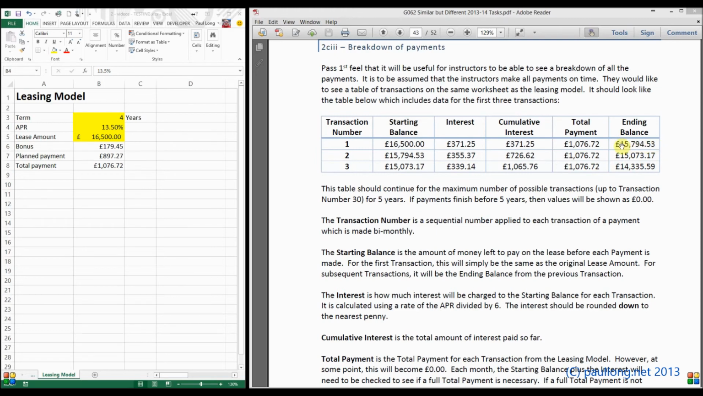The ending balance is the starting balance plus the interest, so that's how much is owed, less how much has been paid this particular period. You'll notice then that the starting balance for the next transaction is the same as the ending balance for the previous transaction. So you end on that balance and that then becomes the starting balance for the next transaction.